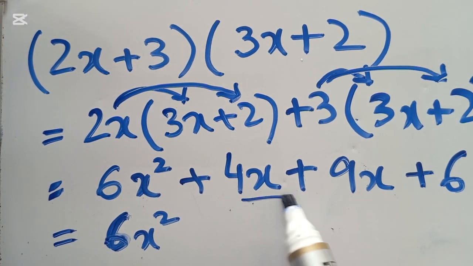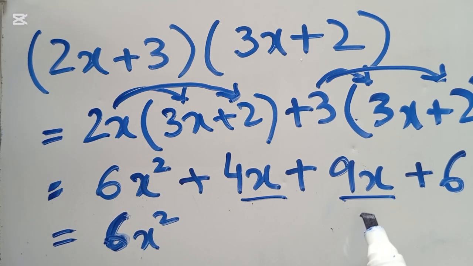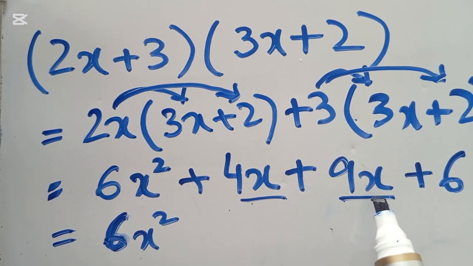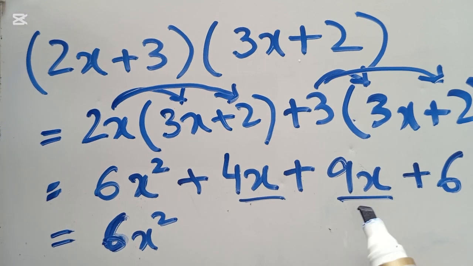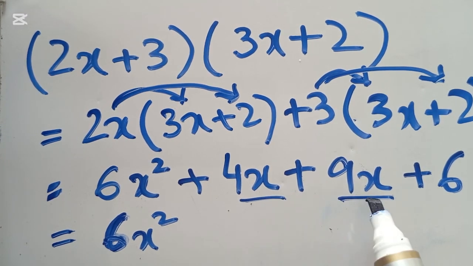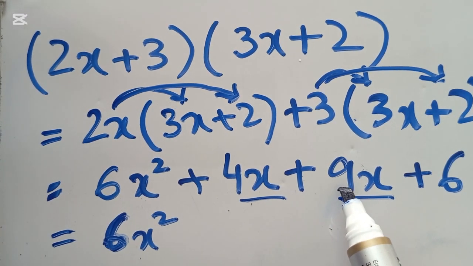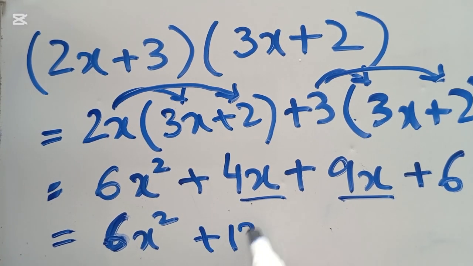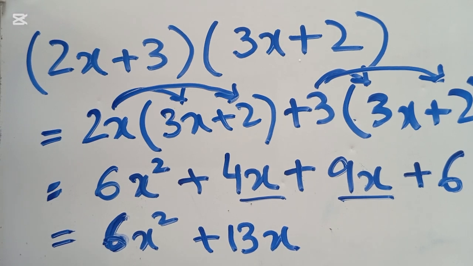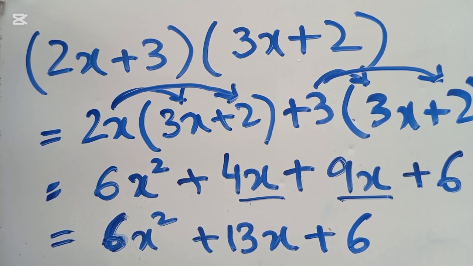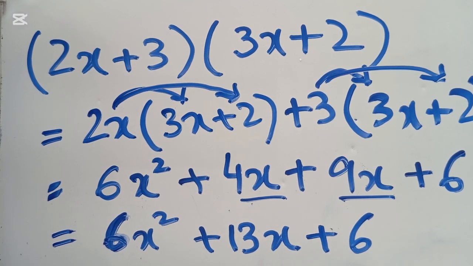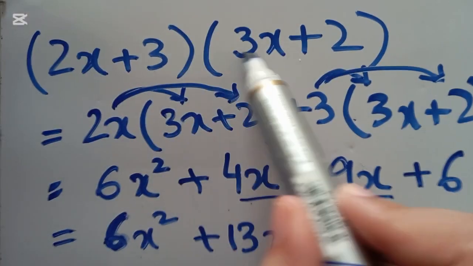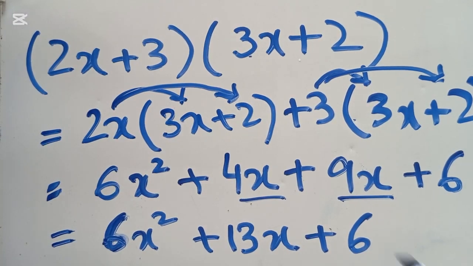Then we have two x terms. So these two x terms will be added, and you know that when the terms are added, then only their coefficients are added. 9 plus 4 will give you 13 and x will be written with it. And we have no constant other than 6, so 6 will be written with them like this. So this is the answer, 6x squared plus 13x plus 6. So these two polynomials after multiplication will give you this answer.